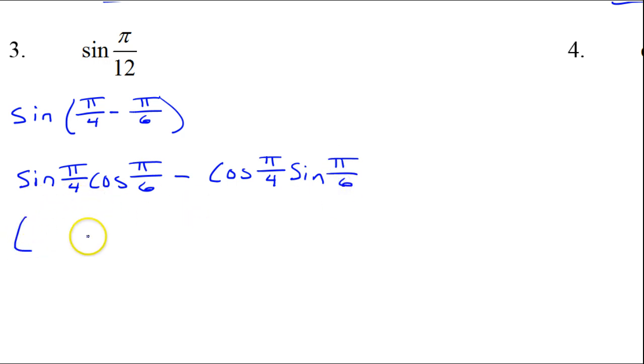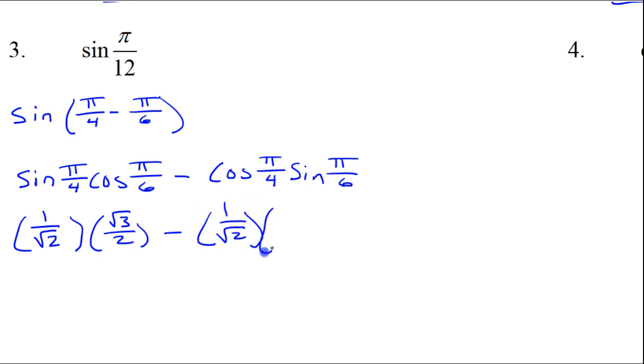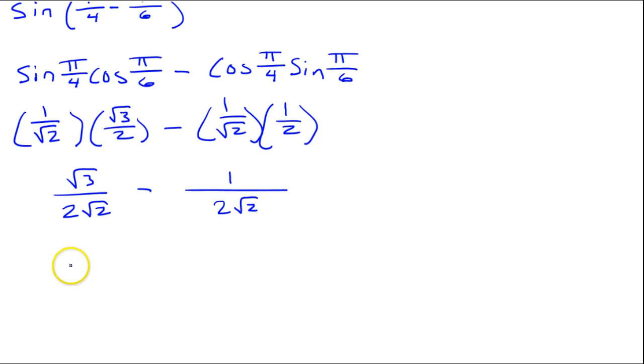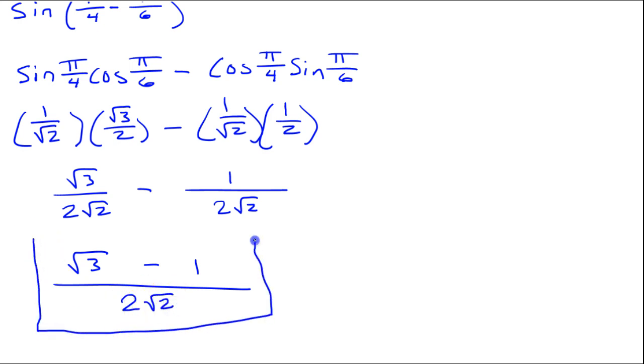And now we can just replace each one of these expressions with its value. So sine of pi over 4 we know to be 1 over radical 2. We've memorized that. Cosine of pi over 6 is radical 3 over 2. Cosine of pi over 4 is 1 over radical 2. And sine of pi over 6 is 1 half. Multiplying these together, 1 times radical 3 is radical 3. Radical 2 times 2 is 2 radical 2. 1 times 1 is 1, radical 2 times 2 is 2 radical 2. We have like denominators, so that gives us radical 3 minus 1 over 2 radical 2. So this is one form of the answer right now.